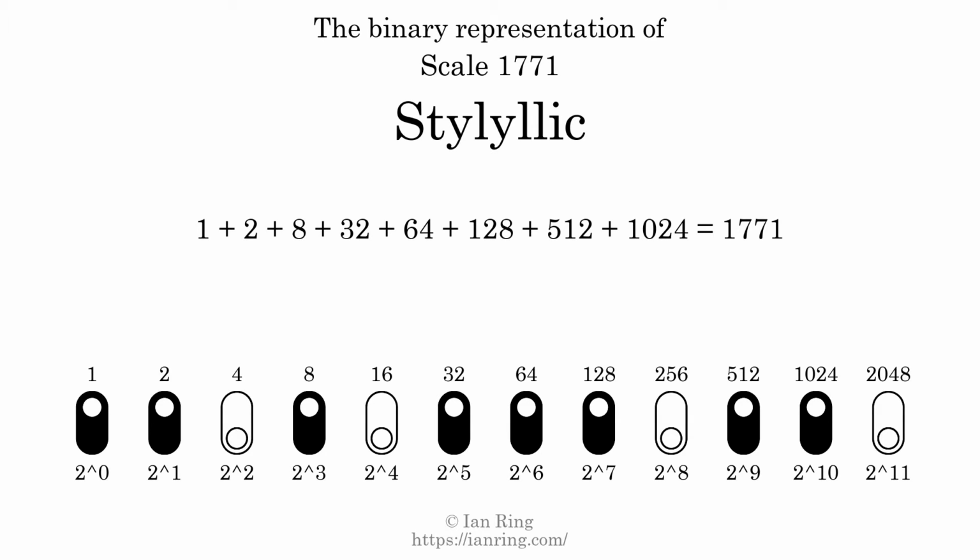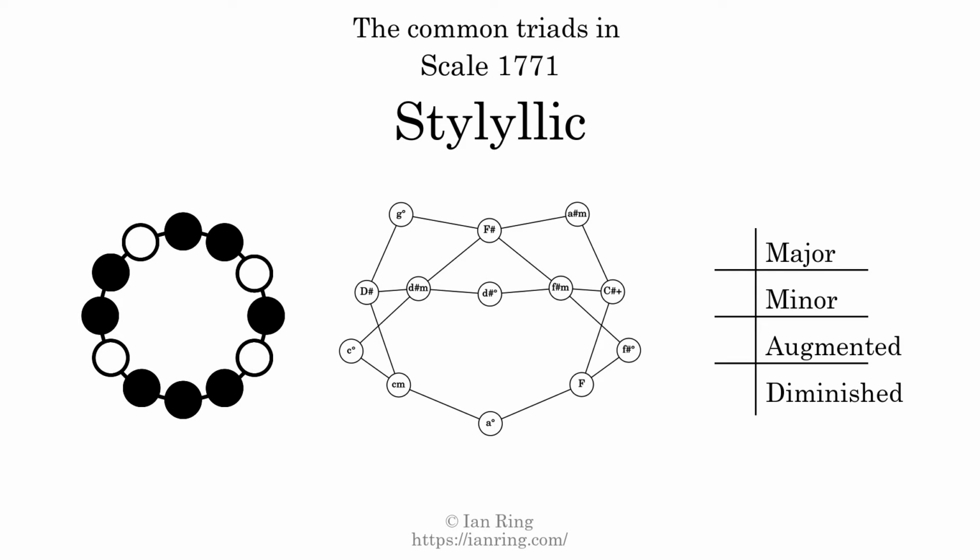That is why the scale number, in decimal, is 1771. The scale number not only enumerates the scale with a unique index, but it also literally describes the tonal content of the scale. Represented as a binary number in base 2, the scale number is 0110111011011. Here are the common triads present in this scale.